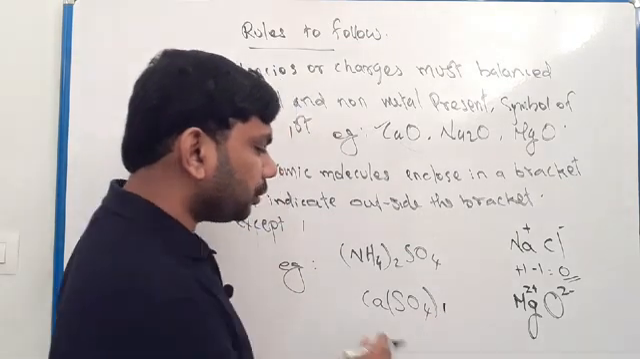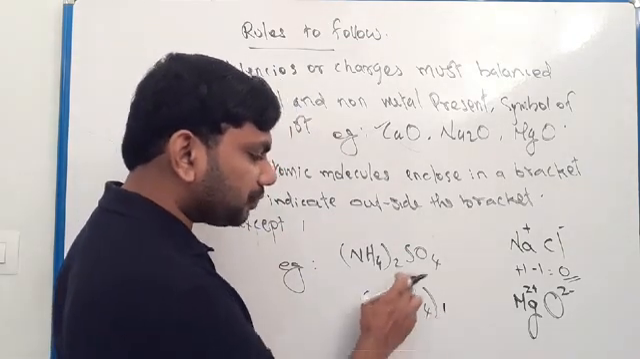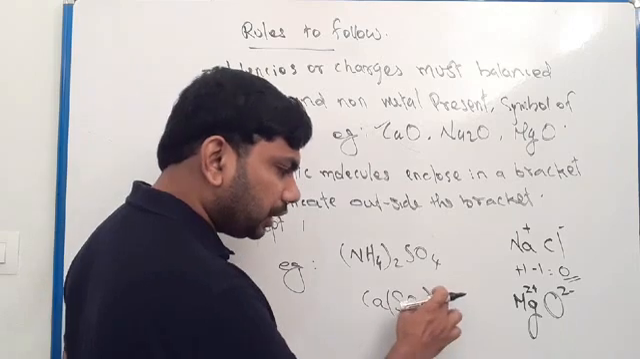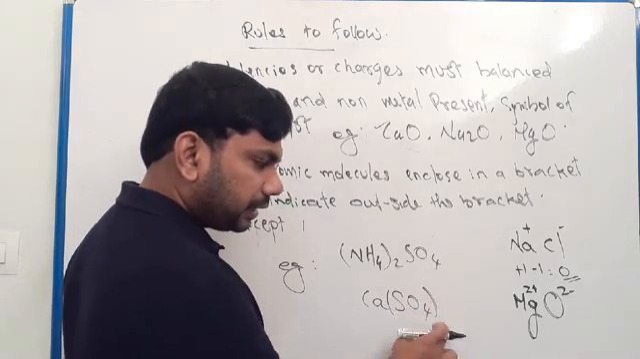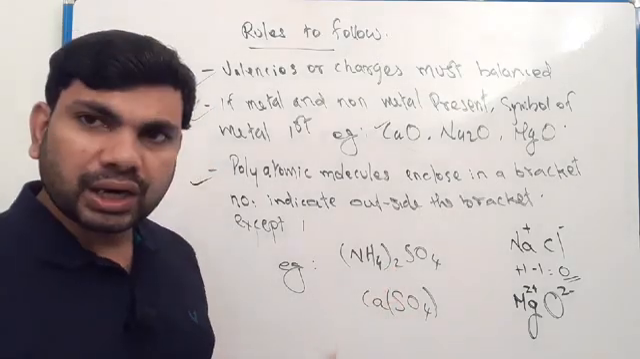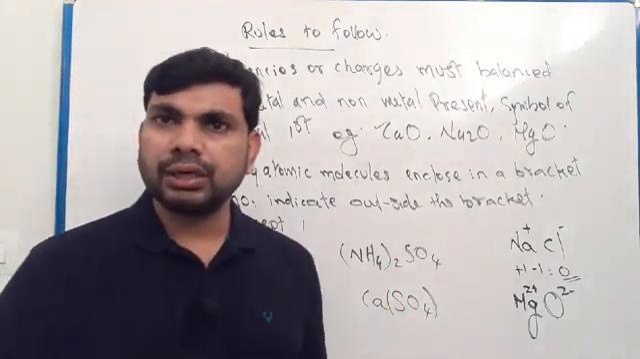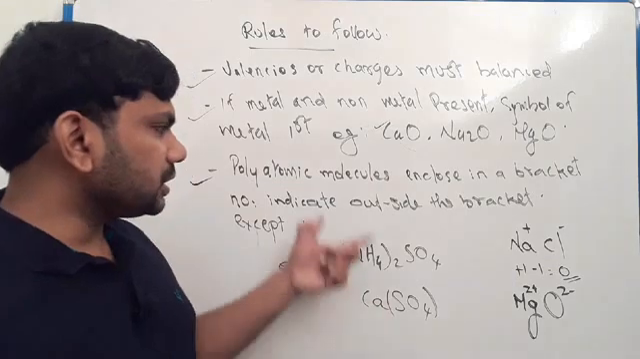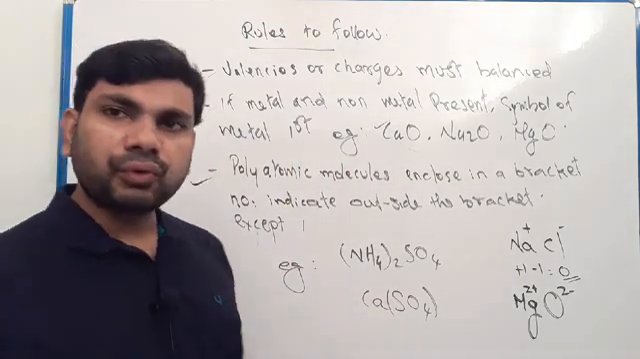Calcium sulfate, polyatomic molecule, number of sulfate molecule 1. So no need to write here 1. Except 1, all other numbers you have to mention. 1 no need to mention. Clear? So these are the rules to follow.